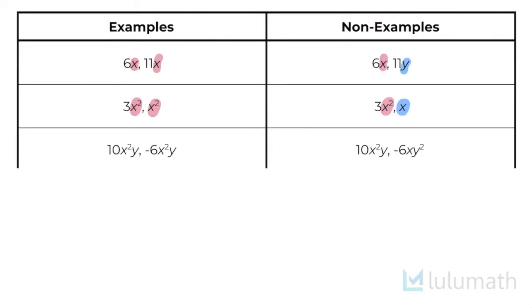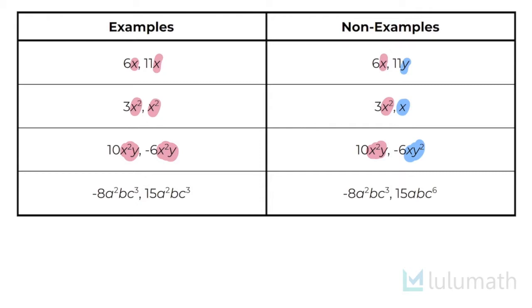Here we have 10x squared y and negative 6x squared y, versus 10x squared y and negative 6xy squared. So what's the deal with this one? They both have x's and y's in them, and they both have squareds in them. Over here we have x squared y and x squared y. The squared is on the x and the y has an exponent of 1. Over here, however, the x is being raised to the power of 2, but the x is only being raised to the power of 1 here. The y is being raised to the power of 1 in the first term, but it's being raised to the power of 2 in the second term. So although they appear to have the same exponents, the exponents are not on the same variables.